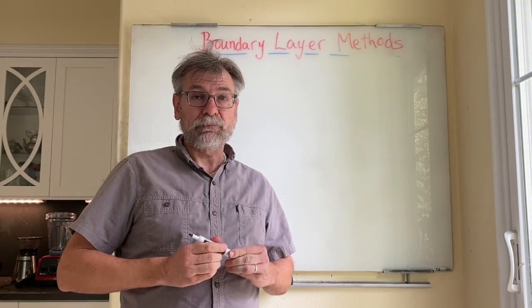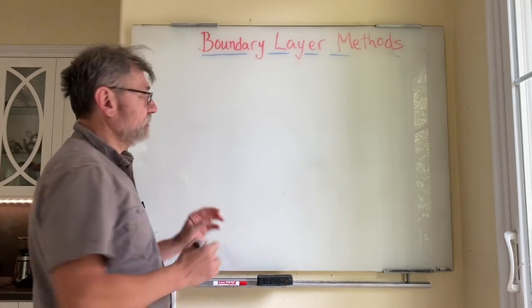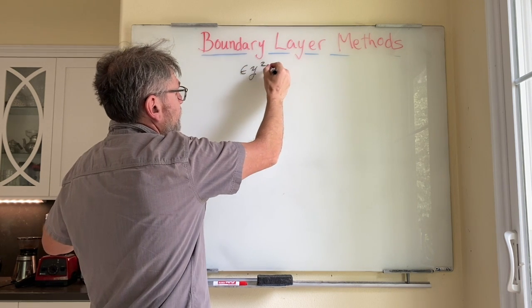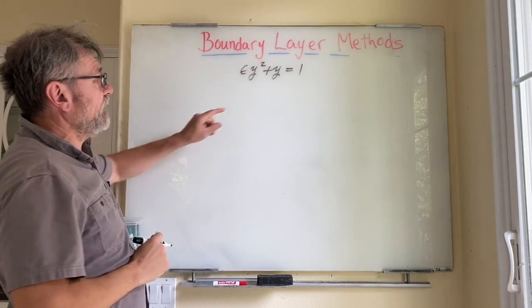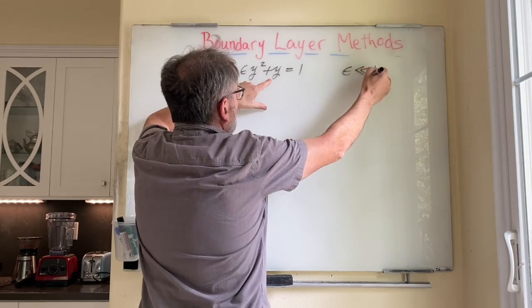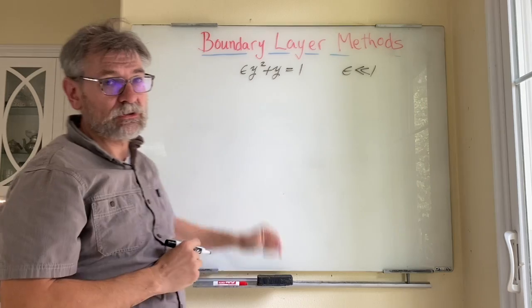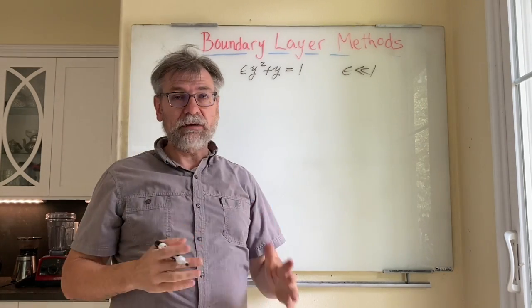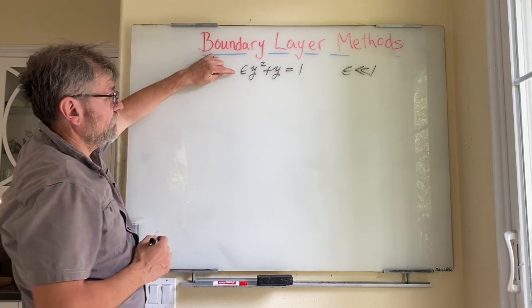Okay, so now let's do a problem that looks just slightly different. We're going to look at the problem epsilon y squared plus y equals 1. So instead of the small parameter epsilon multiplying the y, we have it multiplying the y squared. And encouraged by the results we got from the previous problem, we're going to try a power series again in powers of epsilon as a solution to this problem.